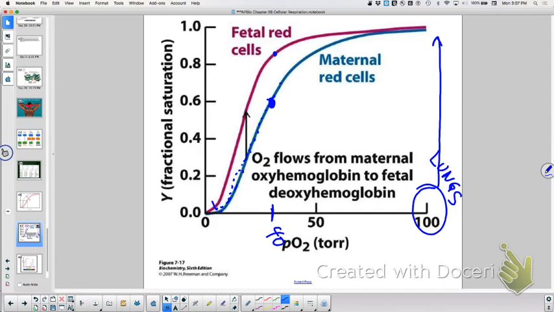Does that make sense? If we both had the same level, I'd be letting go at the same time my baby was letting go, and she would never have any oxygen. So that's an example of where there's a variety in hemoglobin based on development. When you're an embryo, it's one way, and when you're an adult, it's a different way. Okay, what else?